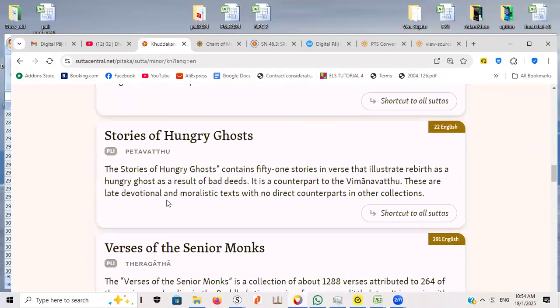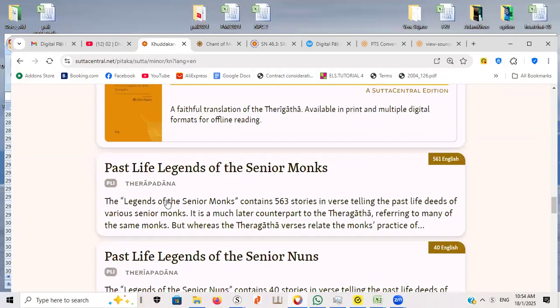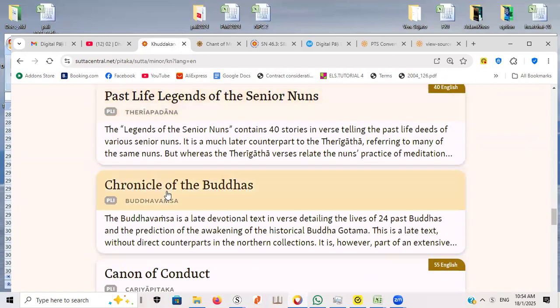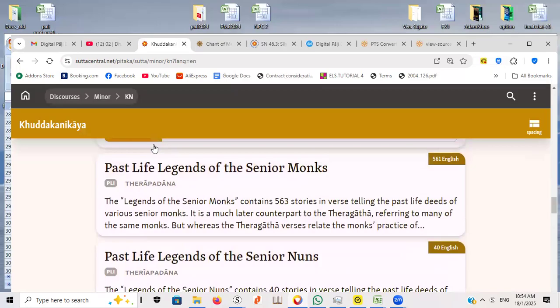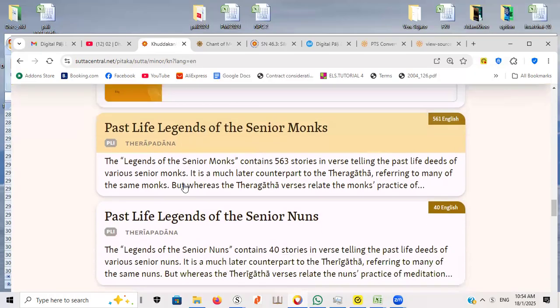I think this is Apadana. It should be falling under Apadana. Oh, yes. Apadana. This is the one. Apadana means the past legend. So this one is either the Thera or the Theri, one of them. So Apadana. Thank you.